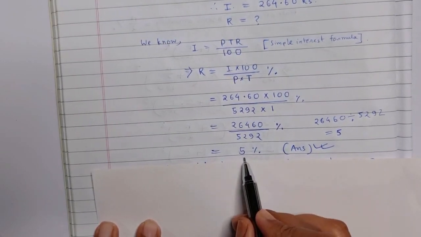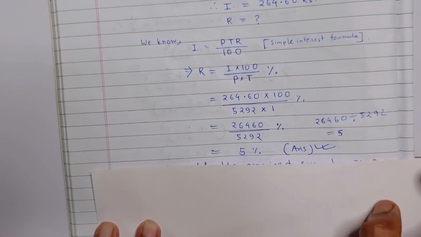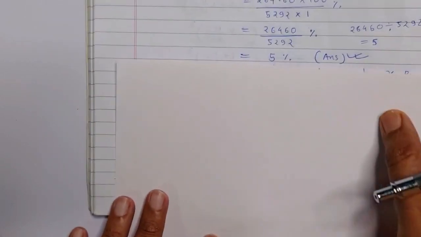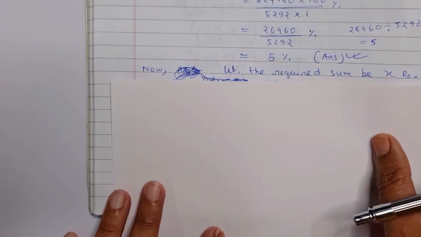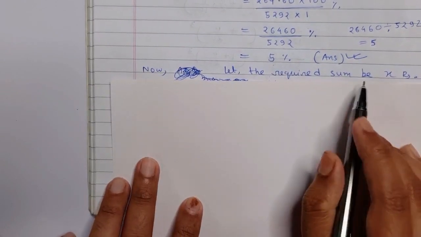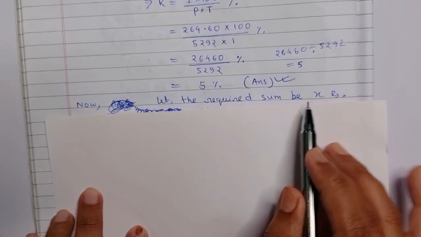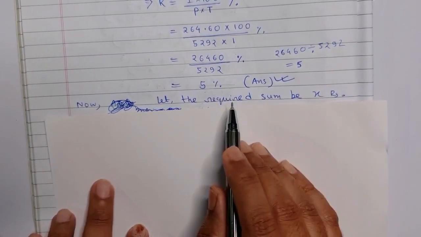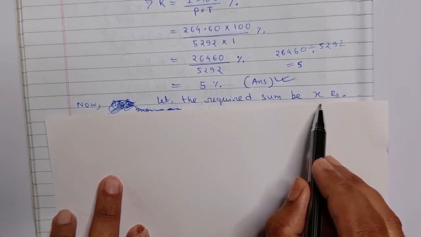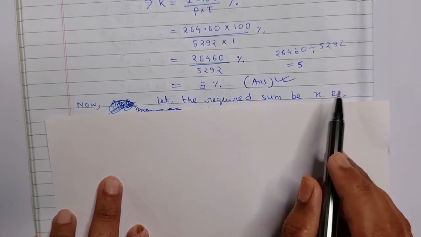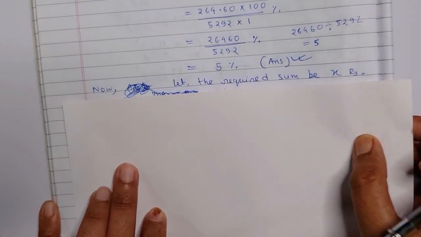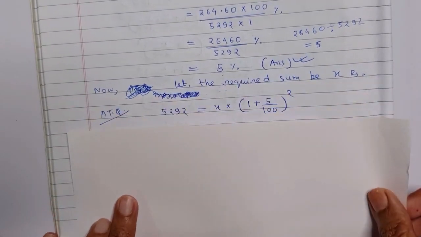Now using this rate of interest and using the compound interest formula, you will be getting the sum. Now you have to assume, let the required sum be X rupees, because you have to find the sum now. That's why let the required sum be X rupees. Now after X, what you need to do? Yes, ATQ.